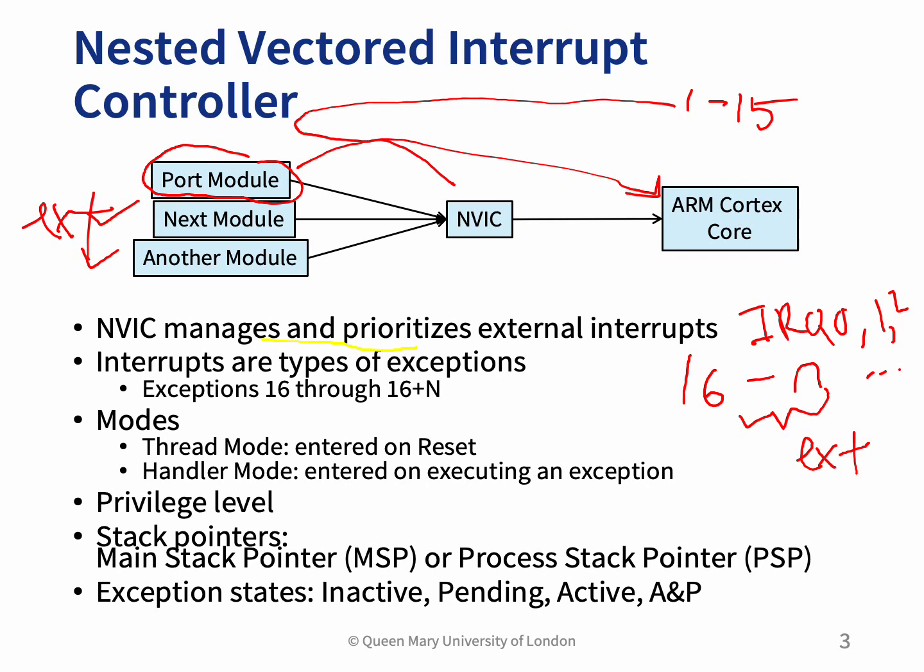As I mentioned just now, interrupts are types of exception. There are 16 exceptions you have learned for the internal, with an additional extension from 16 onward for the external interrupt that corresponds to IRQ 0, 1, 2, and so forth, right? And this is what we have learned, because for an interrupt, we can have thread mode or handler mode.